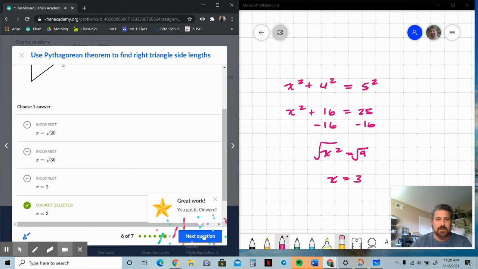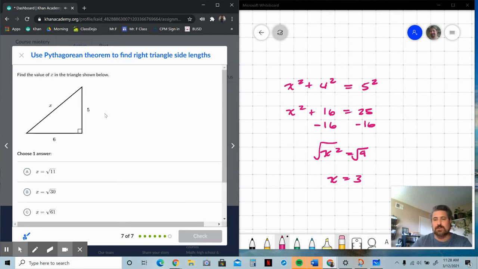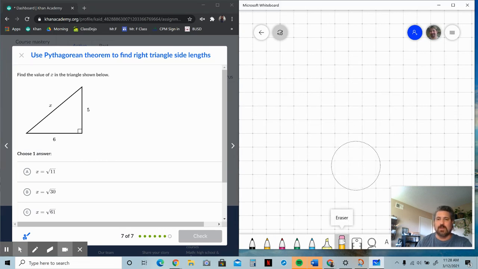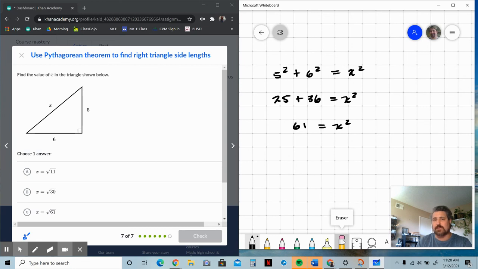All right, awesome. And the next one here, 5 and 6, there's no common factors. So this is one where you would use the Pythagorean theorem. You're given both of the legs. So you're just going to do one leg squared plus the other leg squared is equal to the hypotenuse squared. And that's going to be 25 plus 36 is equal to x squared. 25 plus 36 is 50 plus 11, which is 61. So 61 is equal to x squared.